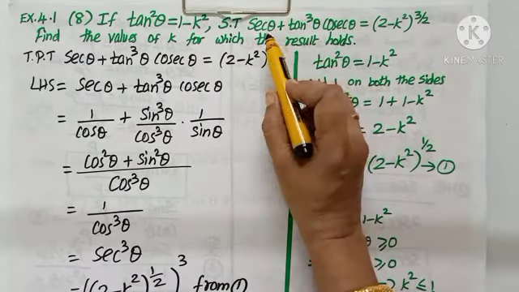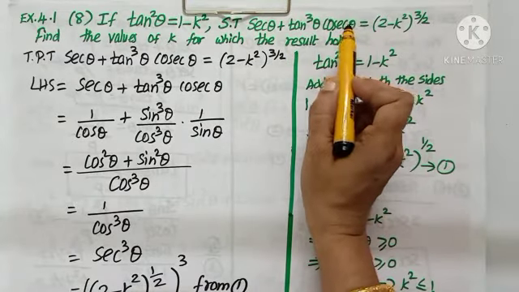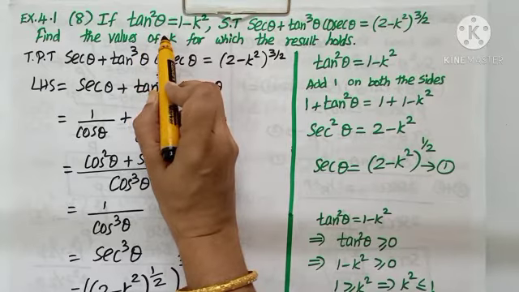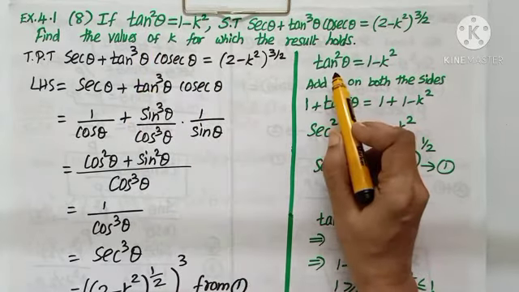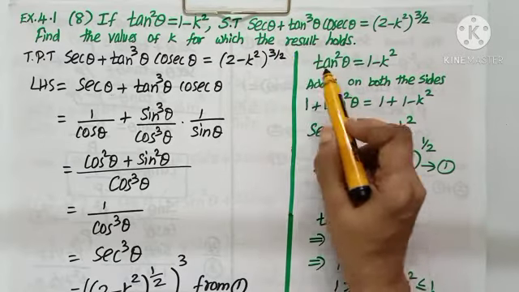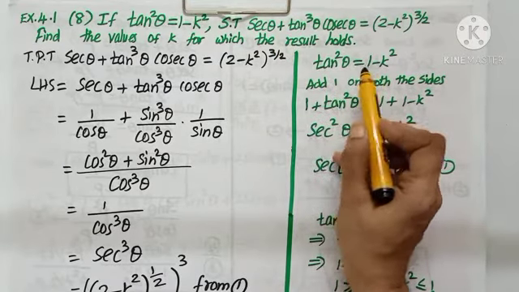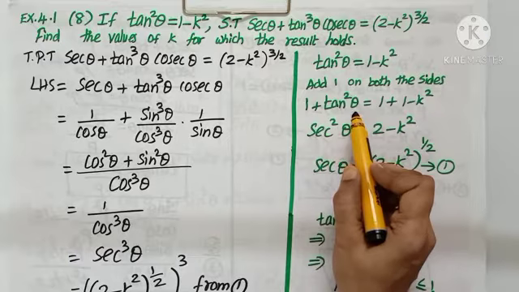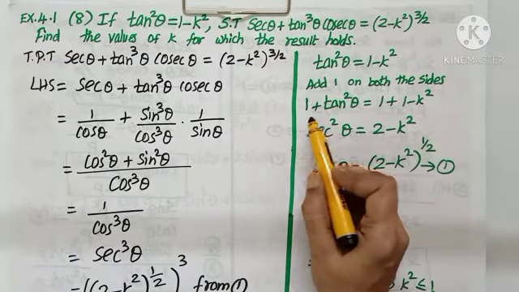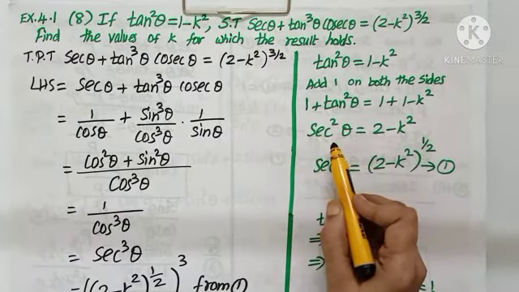To prove this answer, check what is given. Tan square theta is given. So, tan square theta to secant square, how to convert? Add 1 on both the sides. So, we get 1 plus tan square, 1 plus 1 minus k square. 1 plus tan square, we know is secant square theta, which is 2 minus k square. Let this result be there.